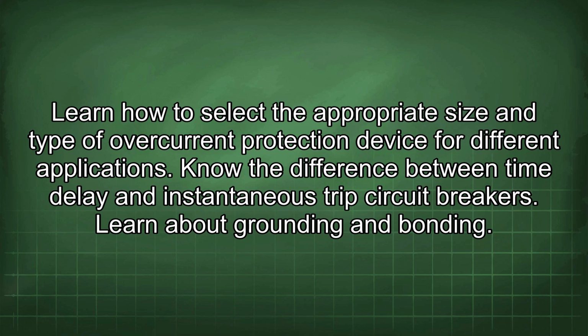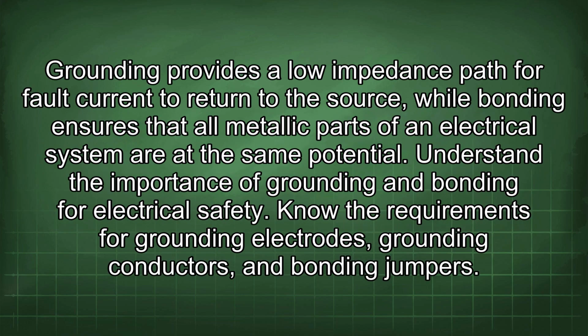Learn about grounding and bonding. Grounding provides a low impedance path for fault current to return to the source, while bonding ensures that all metallic parts of an electrical system are at the same potential. Understand the importance of grounding and bonding for electrical safety. Know the requirements for grounding electrodes, grounding conductors, and bonding jumpers.